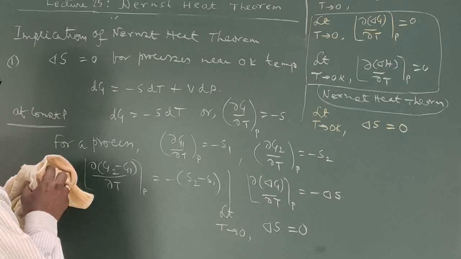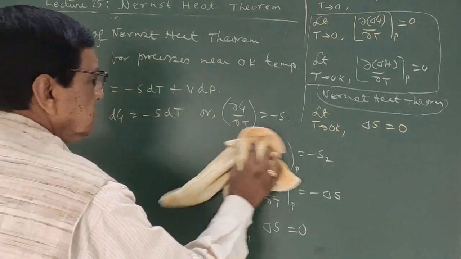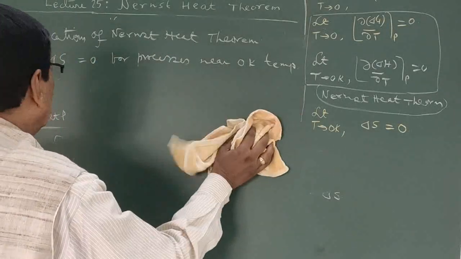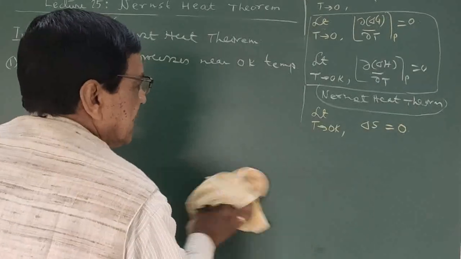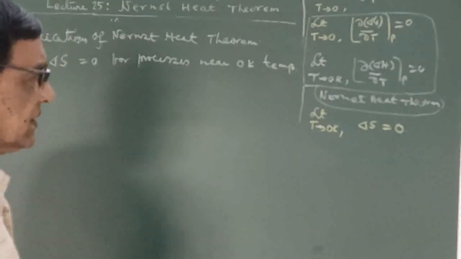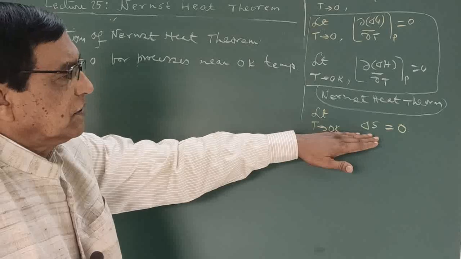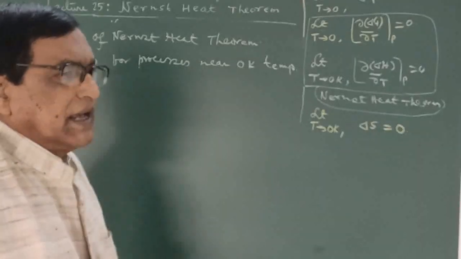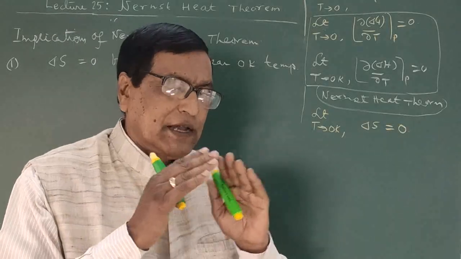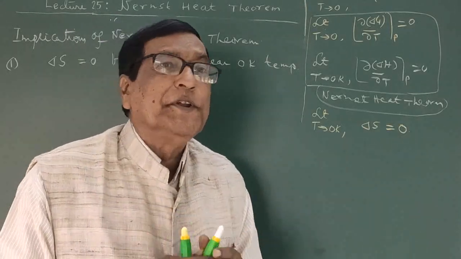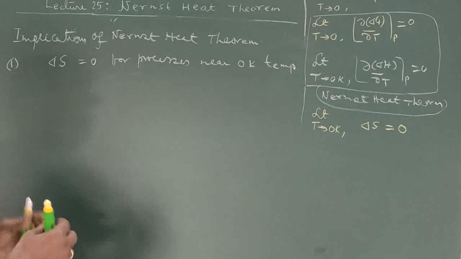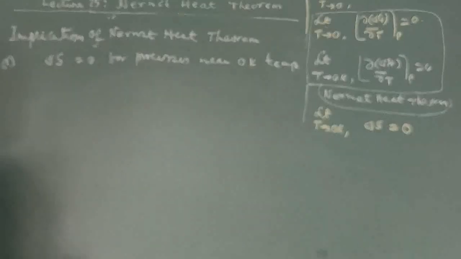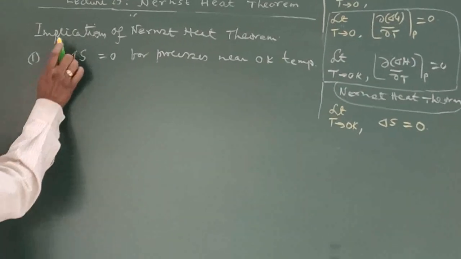Now let us illustrate this consequence. This Nernst statement of this relation has suffered some sort of limitations. We can cite two limitations.